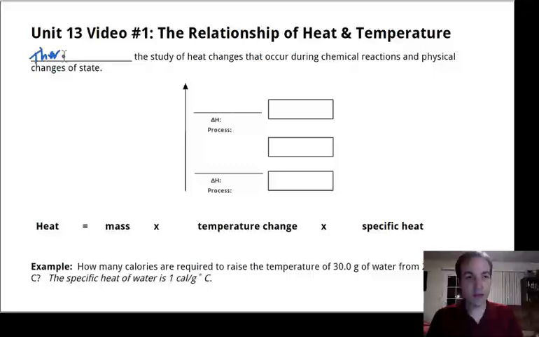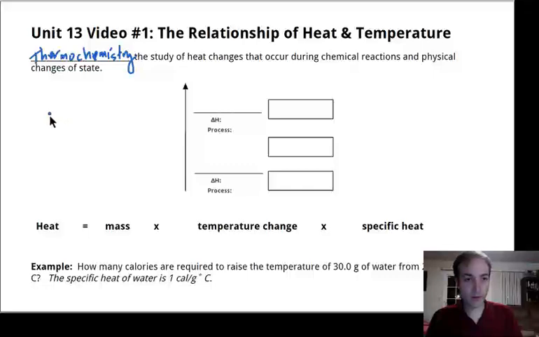So this unit that we are in right now is known as the thermochemistry unit. And what it does is, overall, throughout the course of the unit, we're going to look at the study of heat changes that occur during chemical reactions and physical changes of state.